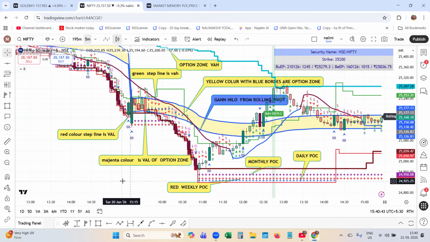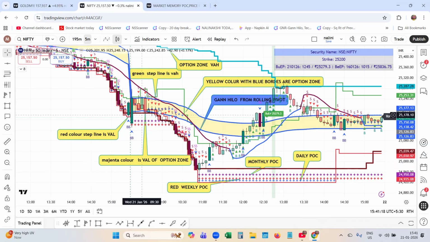I am explaining that indicator. The indicator contains the value area for every POC. I have included monthly POC, daily POC, weekly POC, and also yearly POC in this. And I have enabled here only monthly POC, weekly POC, and daily POC, and the value area of only the daily POC.